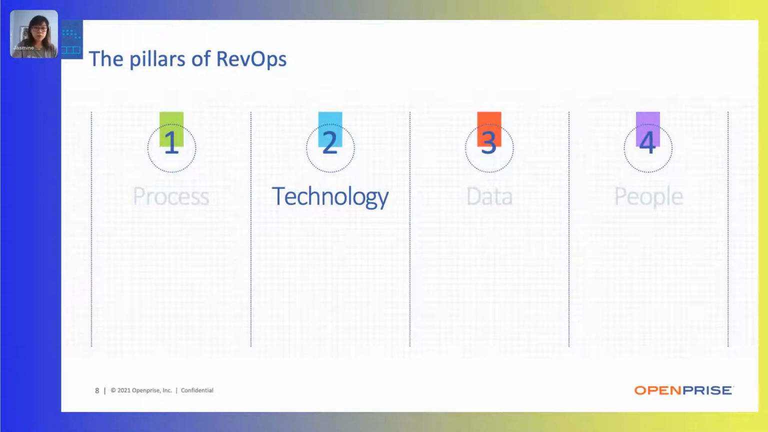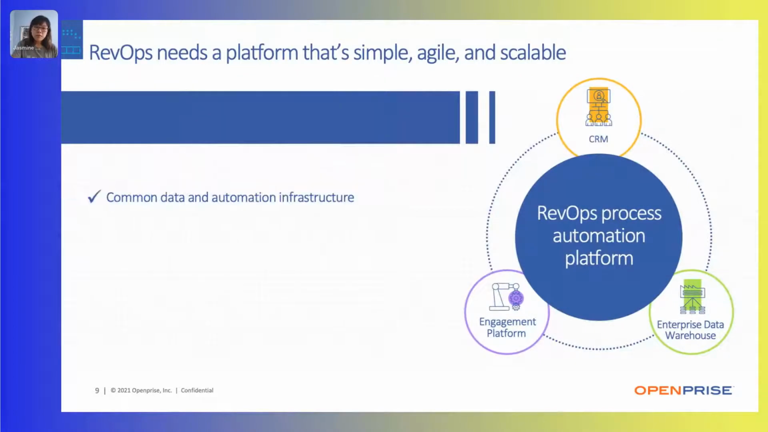The next I would like to go into is technology. RevOps needs a platform that is simple, agile, and scalable. Having a solution that does it all and is scalable and agile really removes all the friction. It's like having an extended member on your team. And that's the goal that we're looking for, to really have a holistic view of the whole platform.